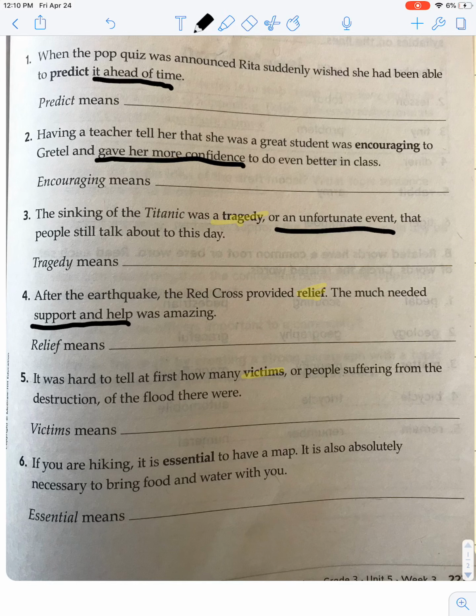Let's look for clues. What comes after victims or people suffering? Oh, they told us right there. Underline people suffering. In this sentence, they're talking about a flood, right? And they said there were people suffering from the flood.